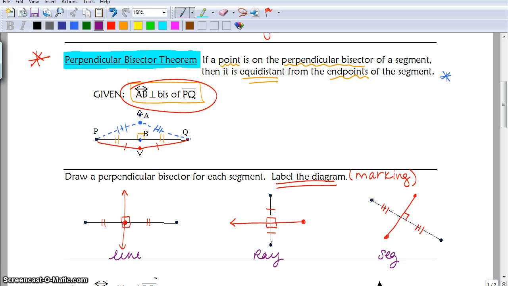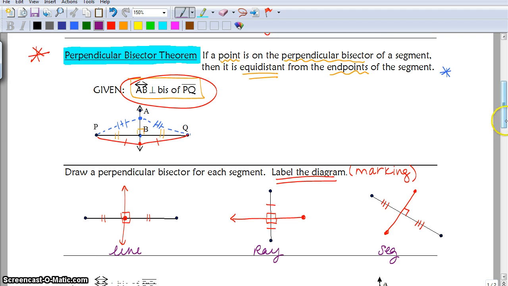bisector, okay? But what I do need you guys to make sure of is that you have tick marks and right angles at each of these. You don't have to have all 4 right angles, but you need to have at least 1, okay? If you have any questions, make a note and we'll go over it in class. Otherwise, we're going to move on to an algebraic example.